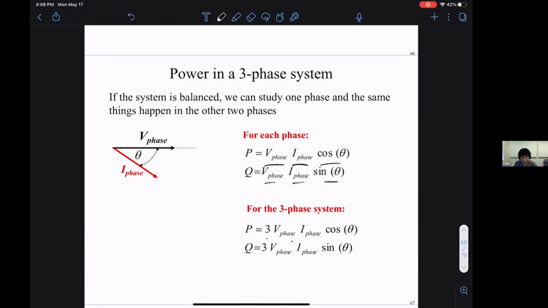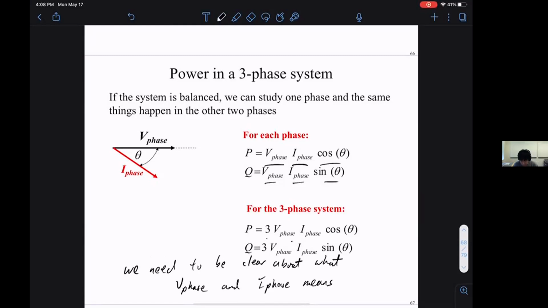The tricky thing is, what exactly do V phase and I phase mean? We need to be clear about what V phase and I phase mean. Three-phase is 3 single-phase systems, so it's 3 times the power you get from a single-phase system.